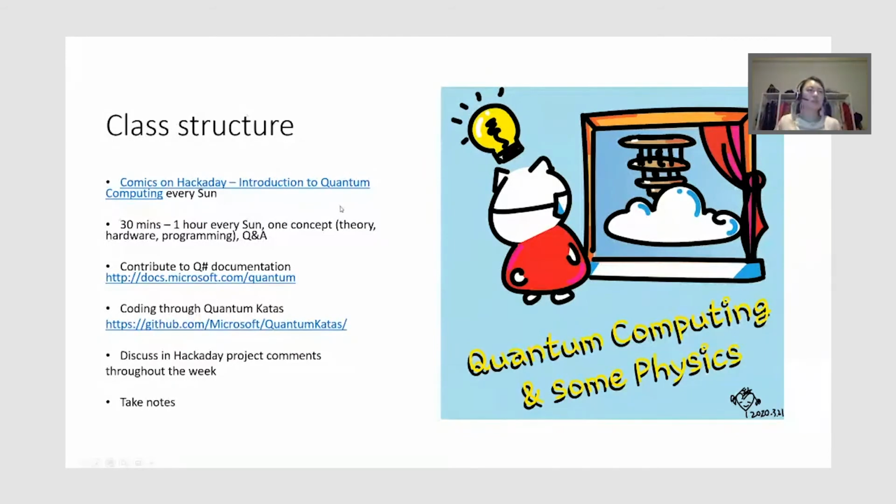Every Sunday we meet for 30 minutes to 1 hour. Usually I try to keep it within 30 minutes to discuss a concept, and then we can answer some questions and do some discussions after that. We also use the Q# documentation on the Microsoft documentation website and the quantum katas for our coding exercises.